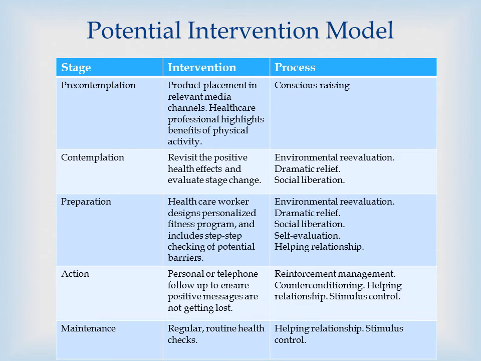The action stage involves personal or telephone follow-up to ensure positive messages are not getting lost. The process involves reinforcement management, counter-conditioning, helping relationships, and stimulus control. And finally, the maintenance stage involves regular or routine health checks, helping relationships, and stimulus control.